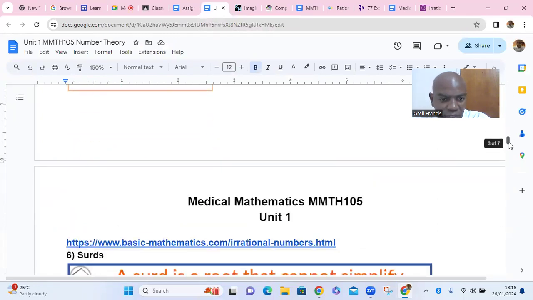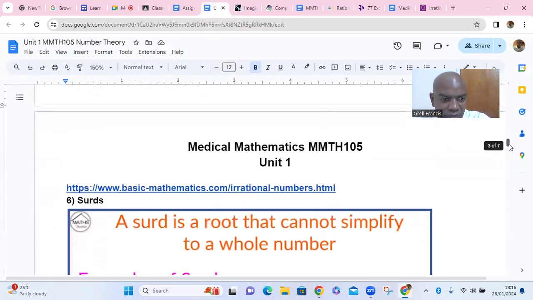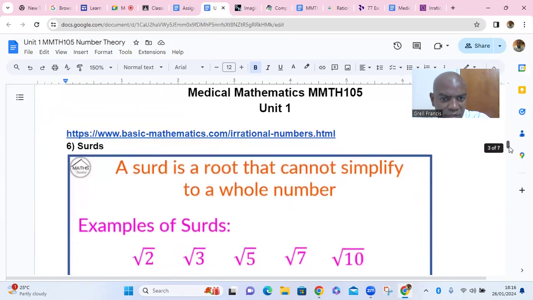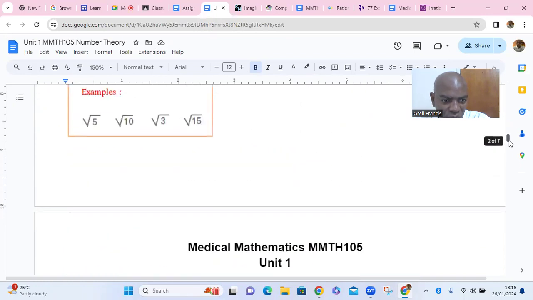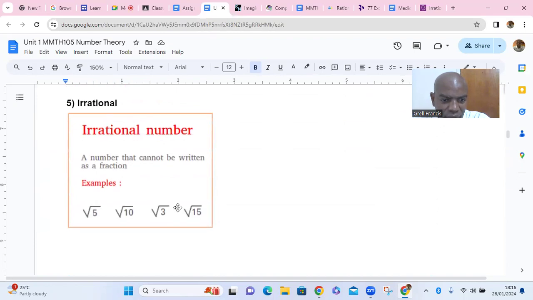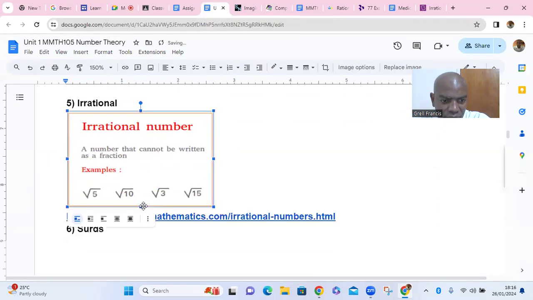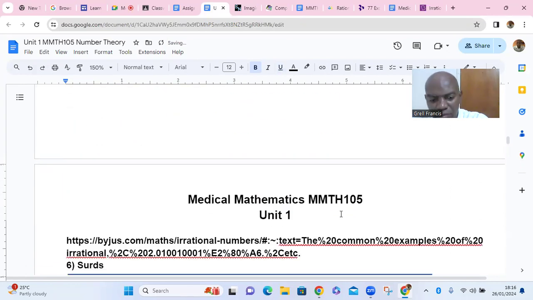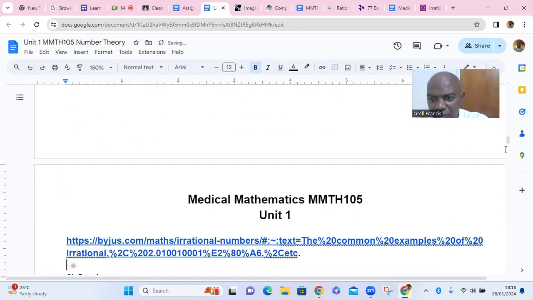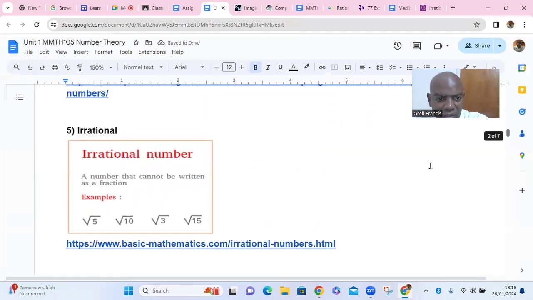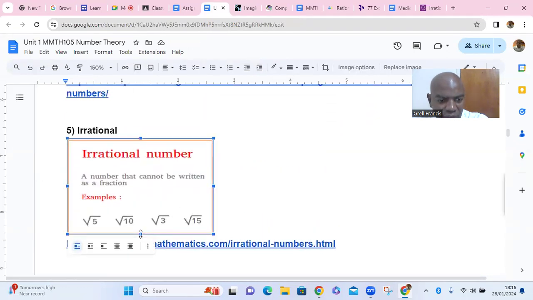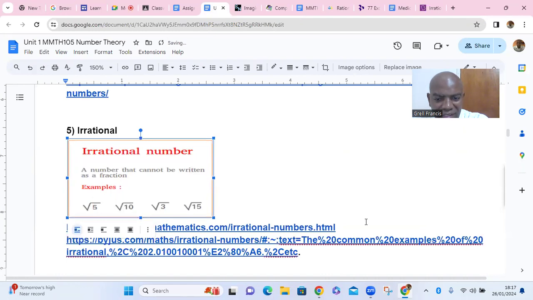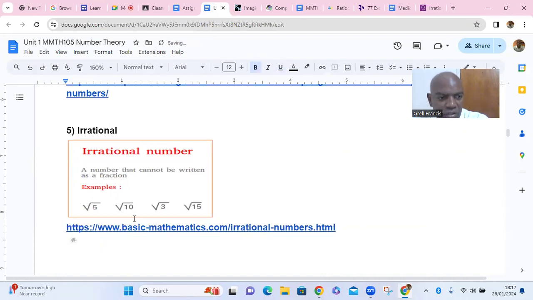Okay, so here's one here. Irrational numbers, Basic-mathematics.com, but you have another one. So this one can also be added to it. Cannot be written as a decimal.